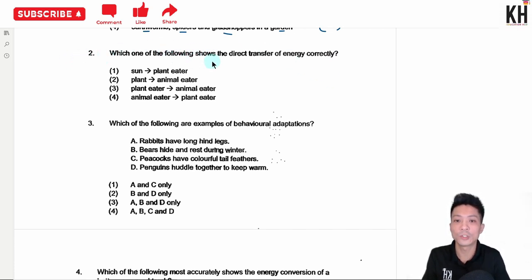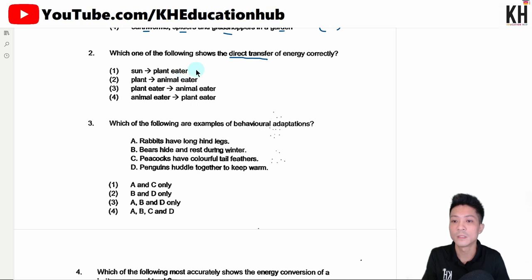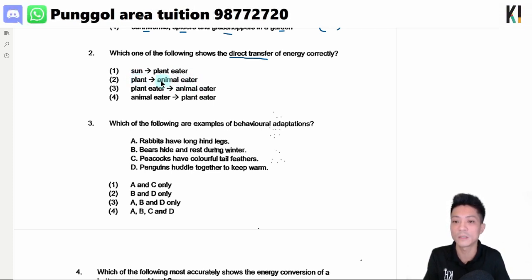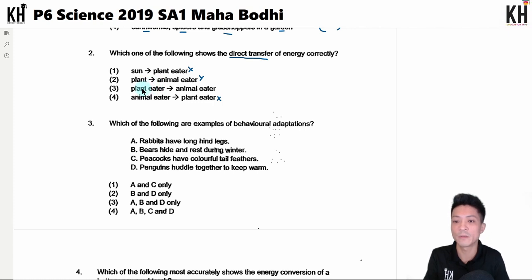Question 2, which of the following shows the direct transfer of energy correctly? They are asking for direct transfer. Sun to plant eater: the sun will have to go through the plant before it can reach the plant eater. Plant to animal eater, also probably not, because animal eaters don't eat plants. Plant eater to animal eater, probably yes, but we check the last one. Animal eater to plant eater, so the last one is obviously wrong also. So the correct one that shows the direct transfer of energy correctly will be from the plant eater to animal eater. Answer will be number 3.